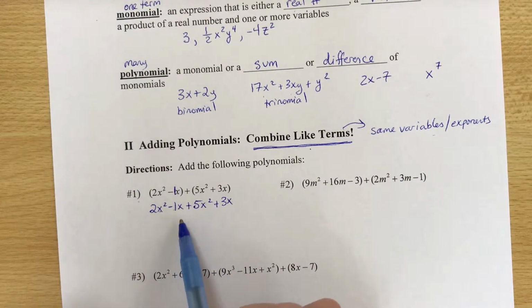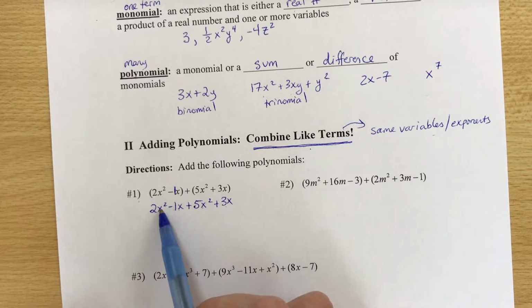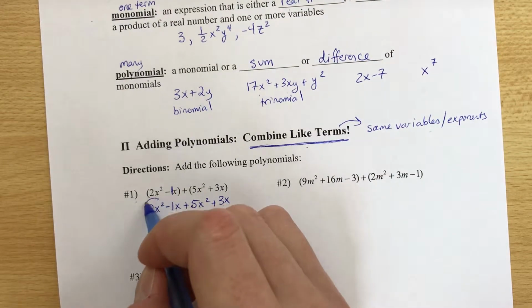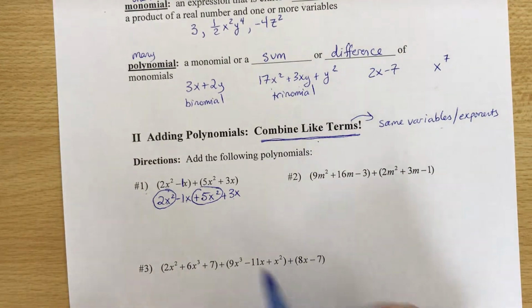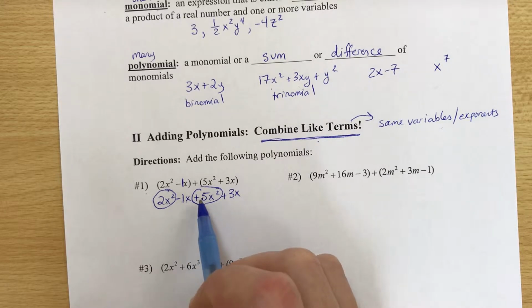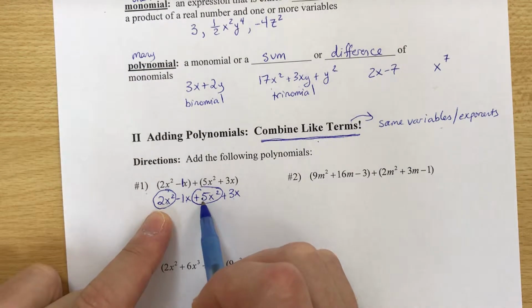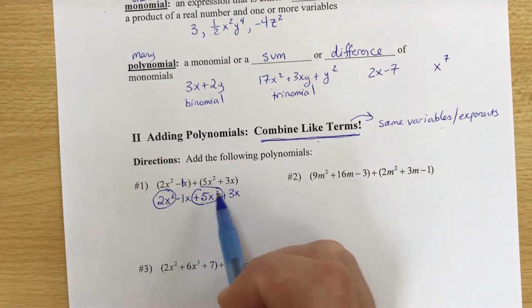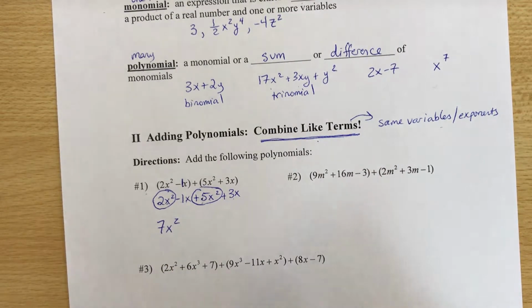You'll notice that each of these terms has an x, but some of them have x squared, some of them only have x to the 1st. Those are not all like terms. Now 2x squared plus 5x squared, those are like terms, and so we're going to add these. Now, when you do this, you add or subtract the coefficients, the numbers in front. You do not add the exponents. We do not combine the exponents. 2 plus 5, we get 7x squared.